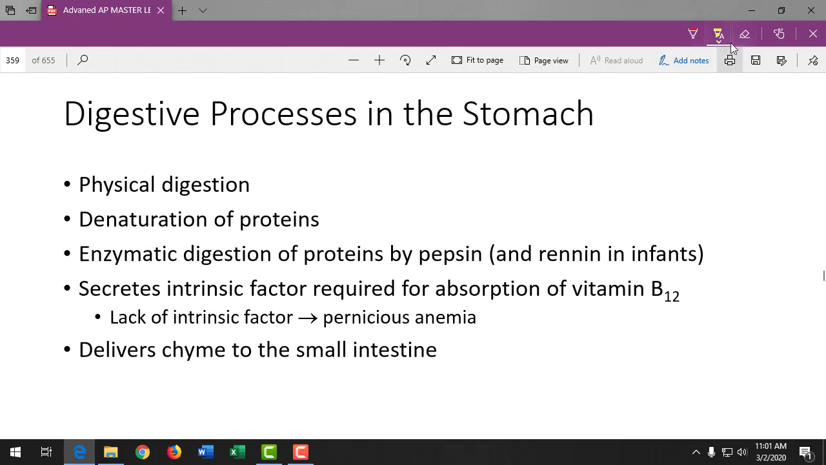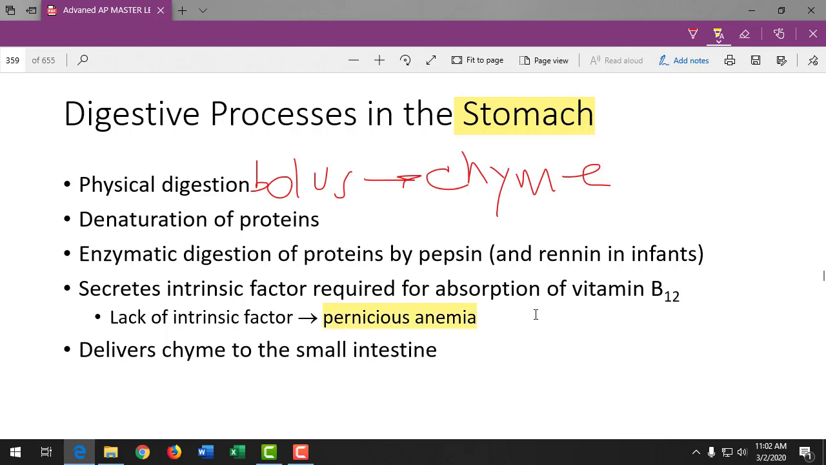Okay, so what is the stomach responsible for? What's its job? Physical digestion, which is just the churning back and forth and turning things into chyme. So when it's done, it takes that bolus of food and turns it into chyme by churning and mixing. Denatures proteins, we said, with the help of what enzyme? HCl and pepsinogen. Pepsinogen, or pepsin when HCl acts on it. Okay, so breaks down proteins. Intrinsic factor, we need that for making red blood cells.